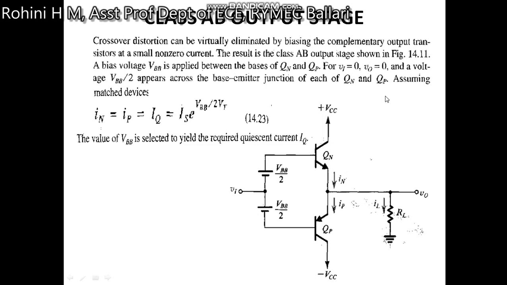Assuming matched devices, the currents IN and IP are equal to the quiescent current IQ, which is given as IS times e to the power of VBB divided by 2VT. So this is the current expression. The value of VBB is selected to yield the required quiescent current IQ.